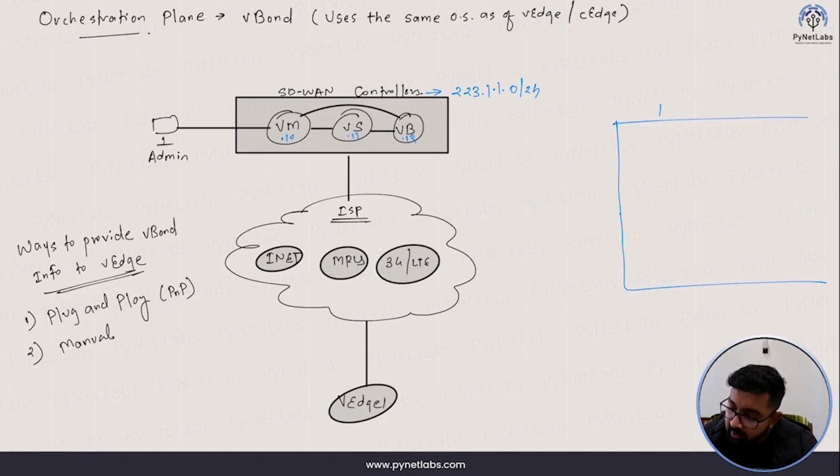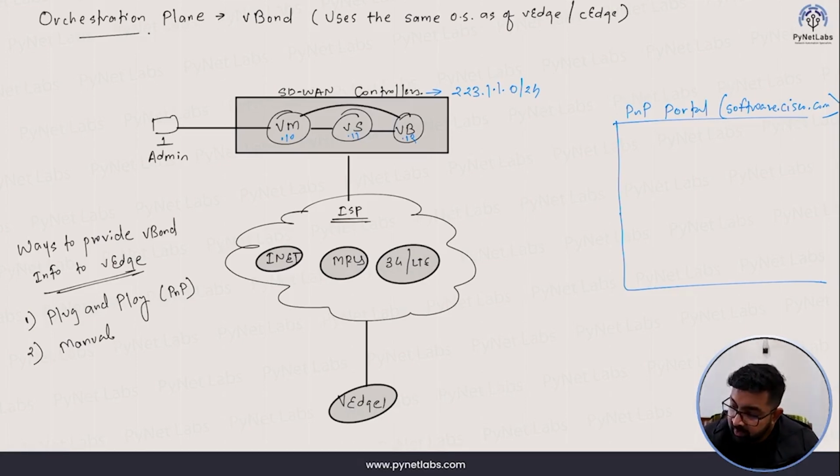Or I would call it the PNP portal, that is available publicly on software.cisco.com. You need a Cisco Smart Account to sign in to this particular portal.